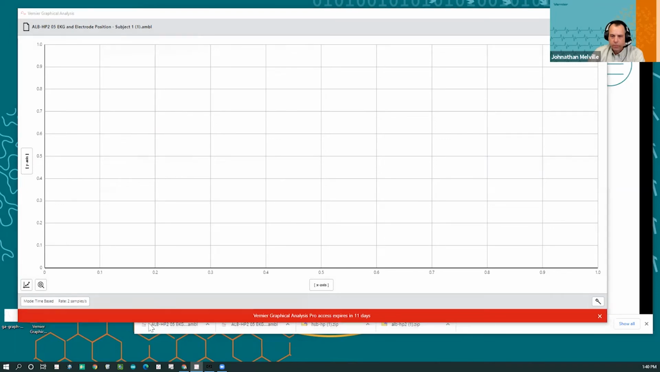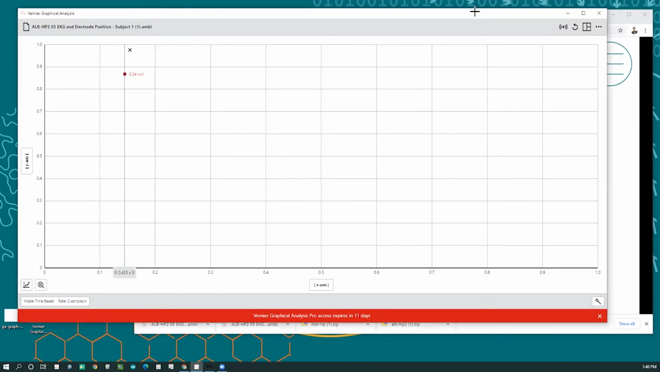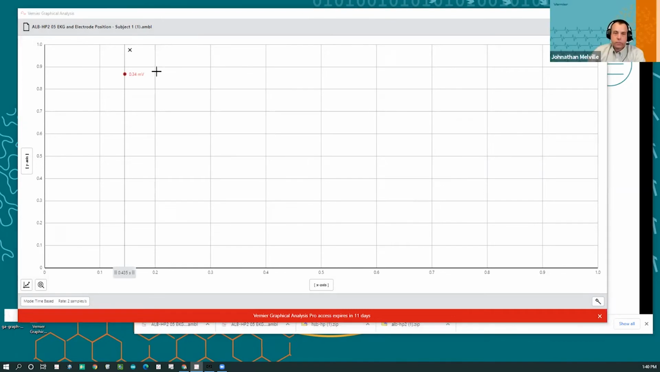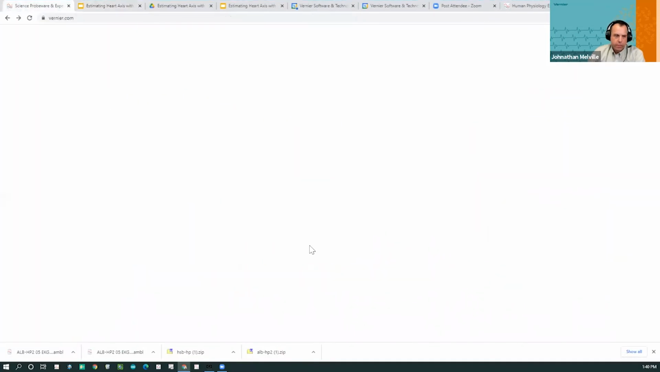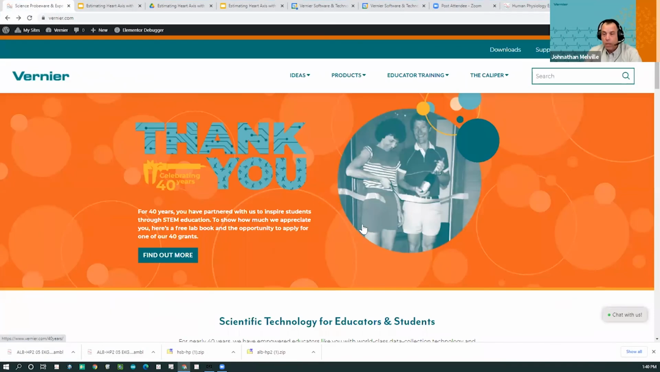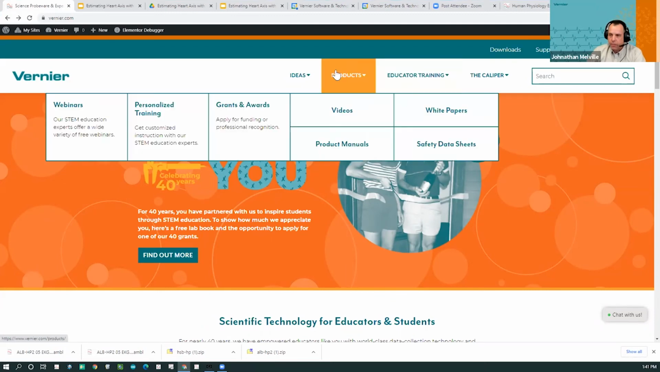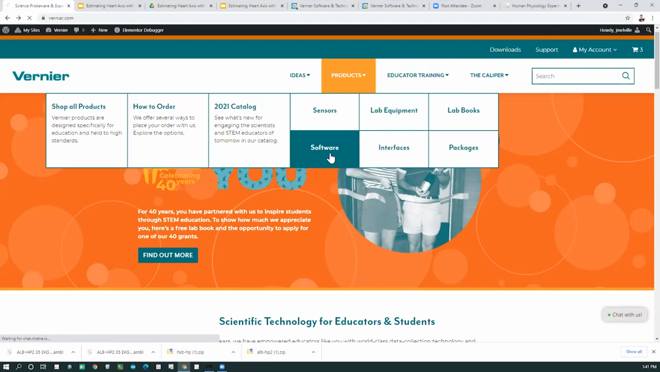There's a question about the software purchase. She thought the Go Direct included the software necessary. Yes, so let's go back and we can definitely discuss that. If what you want to do is just record data, you don't need to do anything else. If you wanted to do this lab, all that you have to do is get Graphical Analysis, which is totally free. The basic version is free.